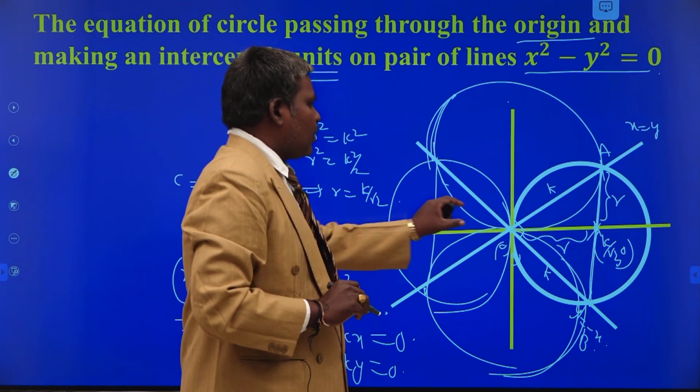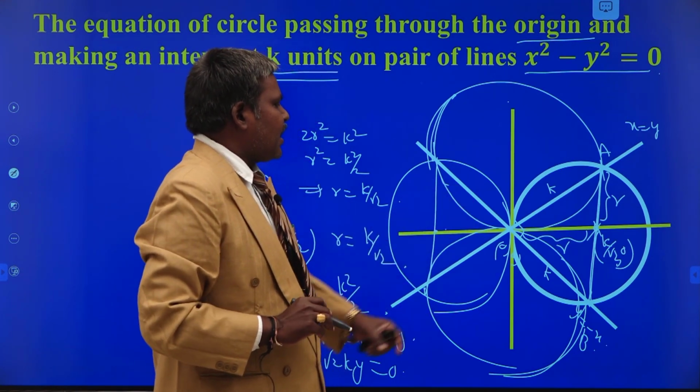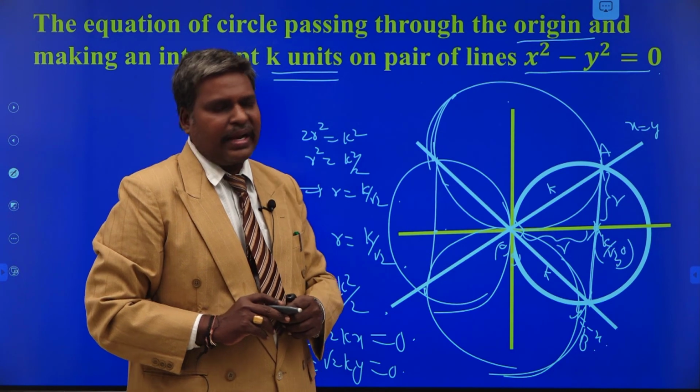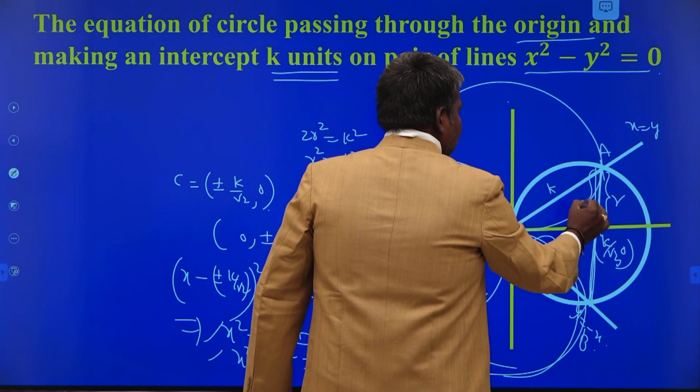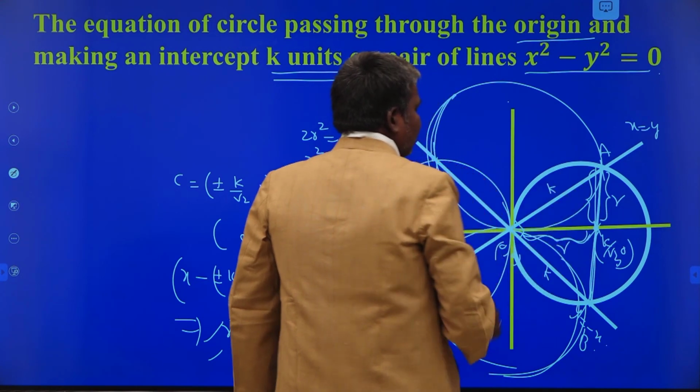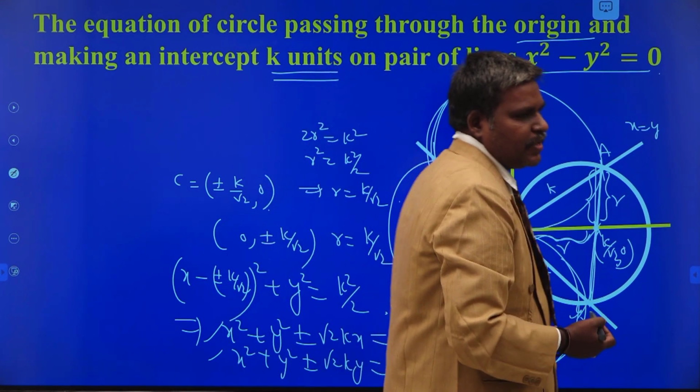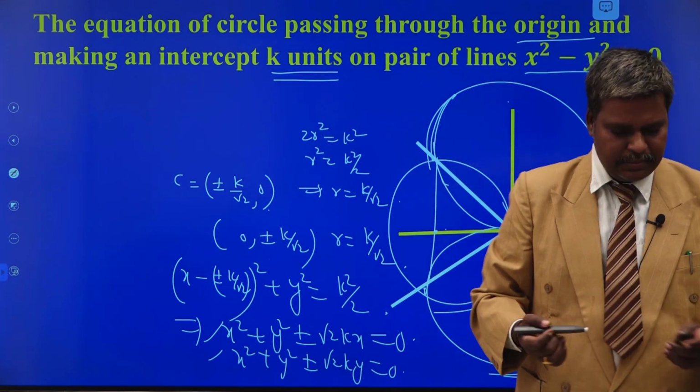See here, we are using only one technique, that is, the angle in a semicircle is 90 degrees. That is why this becomes the diameter. When it is the diameter, this is the radius as well as this is also a radius. The radius of a circle is always fixed.